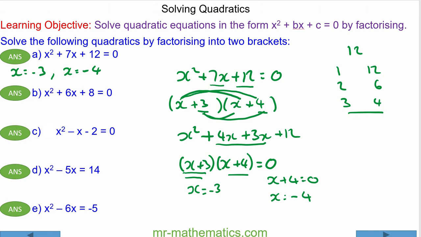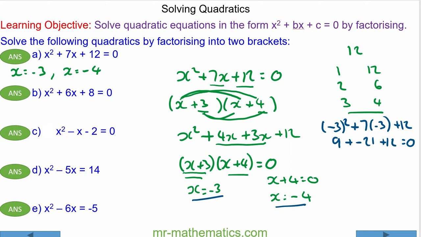We can check this works. We can put the negative 3 into the equation. Negative 3 squared plus 7 lots of negative 3 plus 12: 9 plus negative 21 plus 12 does make 0. Also, negative 4 squared plus 7 lots of negative 4 plus 12: 16 minus 28 plus 12 again makes 0.